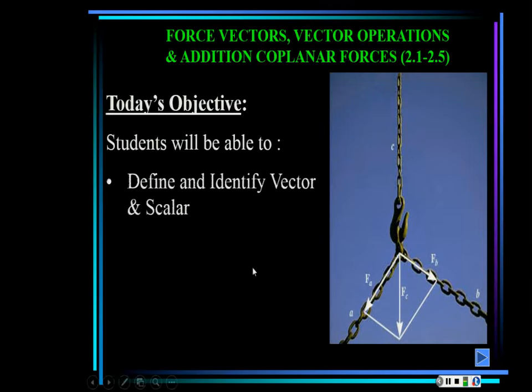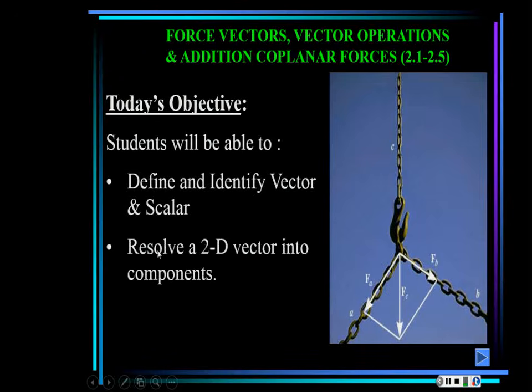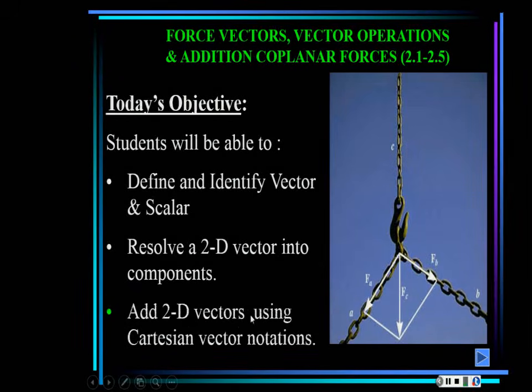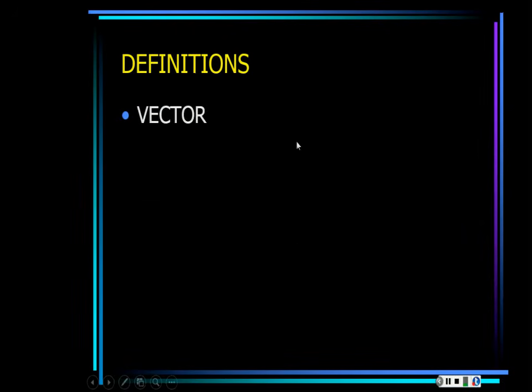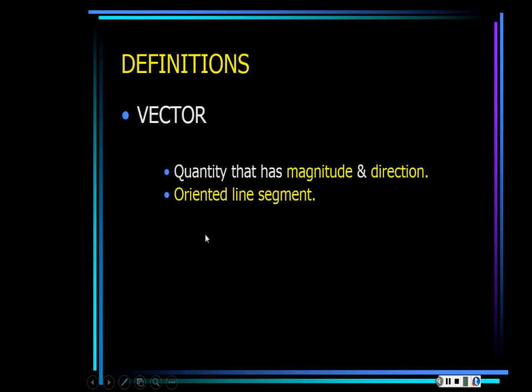In this part, we're going to talk about the definition, and we're going to discern between what is a vector and a scalar. We are going to resolve 2D vector components and add vectors using Cartesian vector notation also. What is a vector? No, a vector is not an arrow. That's what people always say. Vector, an arrow. No, that's not a vector. A vector is a quantity that has magnitude and direction, and another definition is an oriented line.